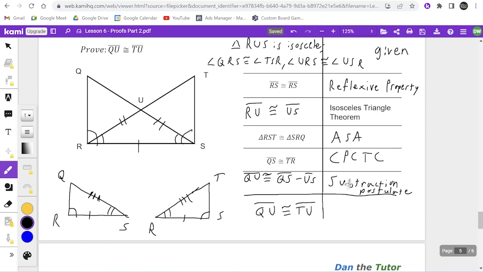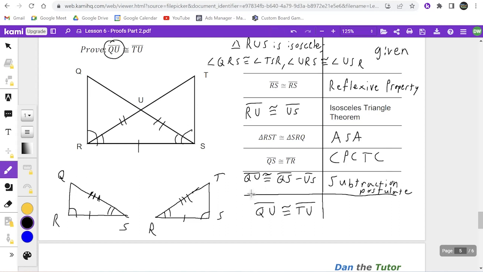Yes. Now, obviously, couldn't you say QU plus US is congruent to QS? Yes, you can say that. Why didn't I say that? Because what am I trying to prove? I'm trying to prove QU. So I want QU to be on one side and then the subtraction to be on the other side.